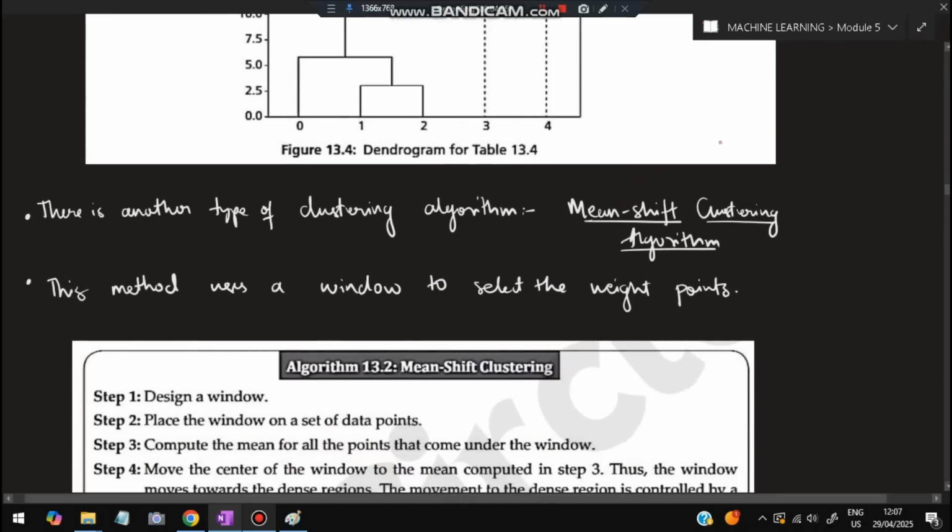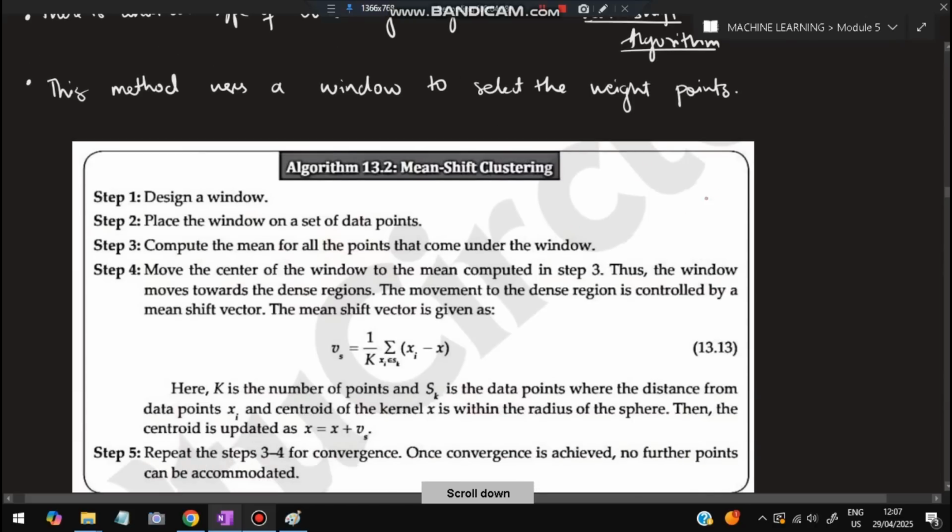Another type is the mean shift clustering algorithm. In the mean shift clustering algorithm, there will be data points present here. We'll be using a window to pass through these points, and inside the window we will be finding the average value, and whatever average value comes in the window, that will be taken into consideration as one cluster.